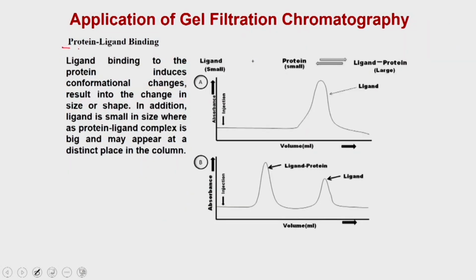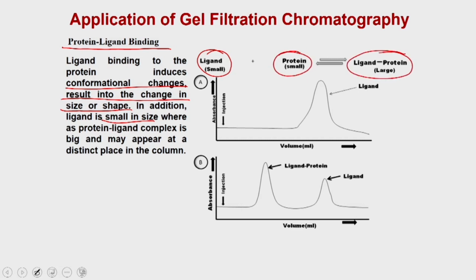Now, you can also study protein-ligand interactions. Ligand binding to the protein induces conformational changes, resulting in a change in size or shape. In addition, the ligand is small in size. So, if you analyze the ligand, it is going to elute at a different size. If you study the protein, it is also going to elute at a different size. If you put them together and they make a complex, that complex is going to have a large hydrodynamic surface area, so the protein-ligand complex is big and may appear at a distinct place in the column.